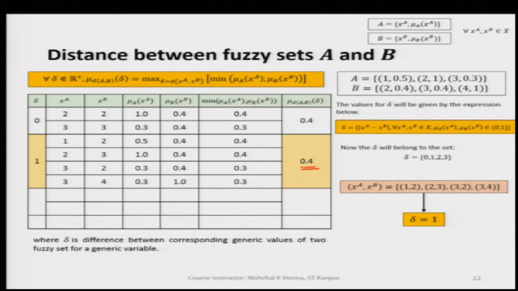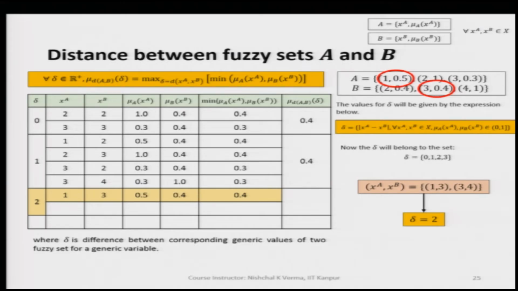Now, we will check for delta is equal to 2. Let us see how many such pairs we are getting for which delta is equal to 2. So, here if we see both the discrete fuzzy sets, we are getting 1 3 and 3 4. So, these two pairs are giving us delta is equal to 2. So, now let us on the same lines enter these values.